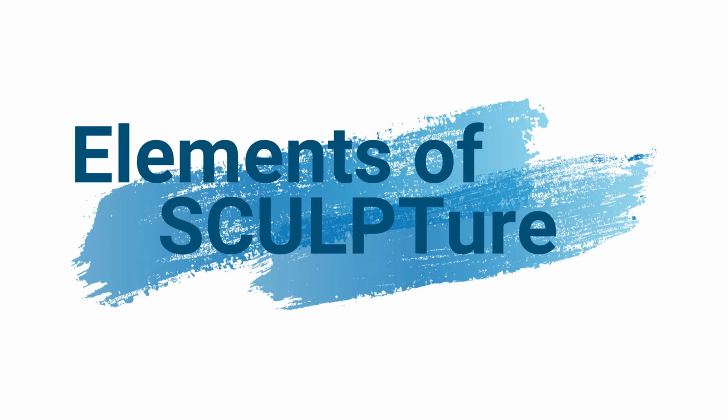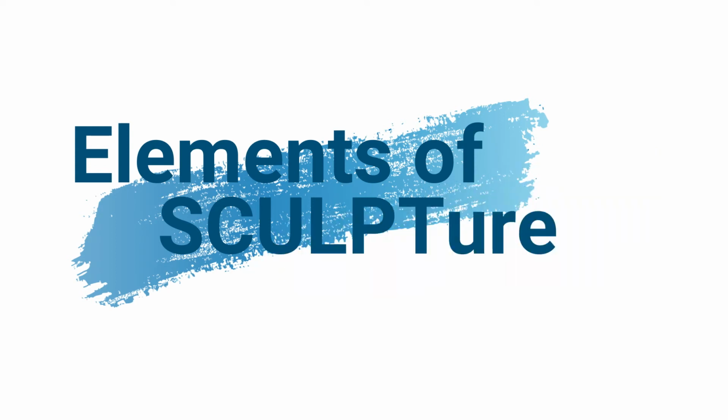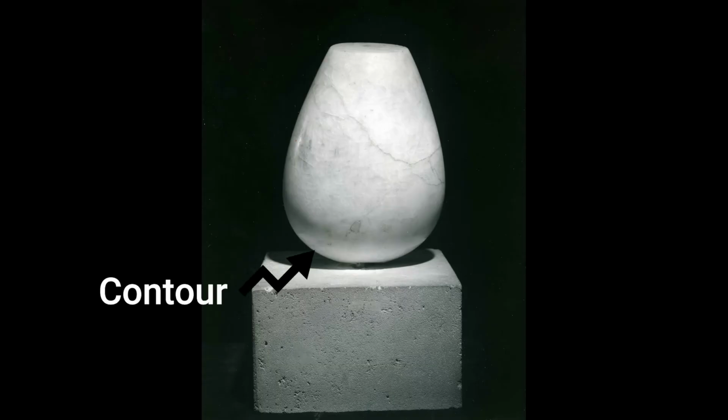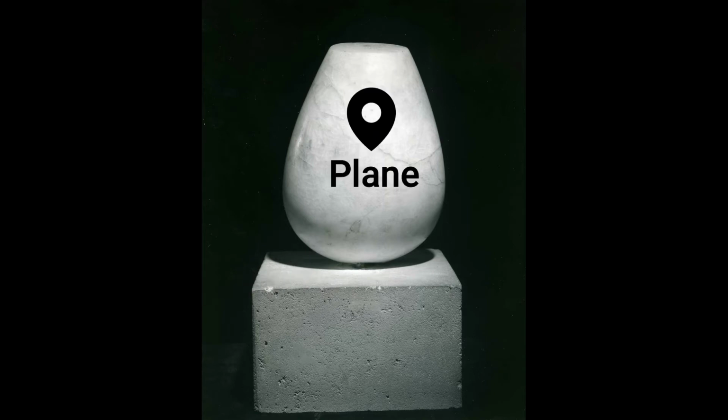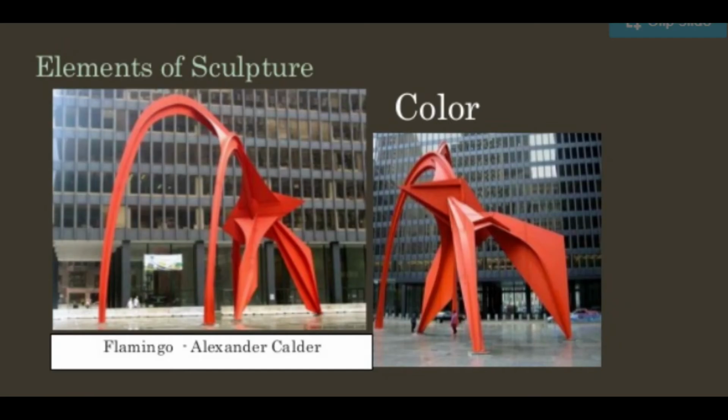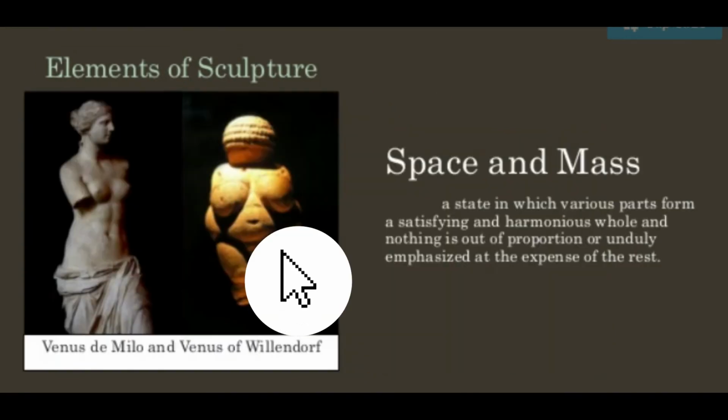There are six main elements of sculpture, and the first is contour, which is basically the outlines of a sculpture in space. The second is planes, which is an area defined by a more or less abrupt change in direction. The third is color, determined majorly by the material of the sculpture.